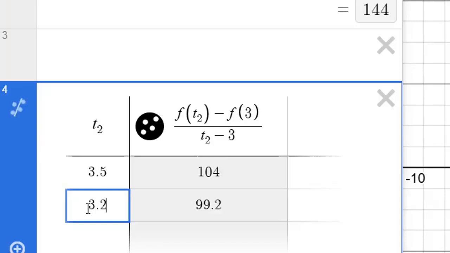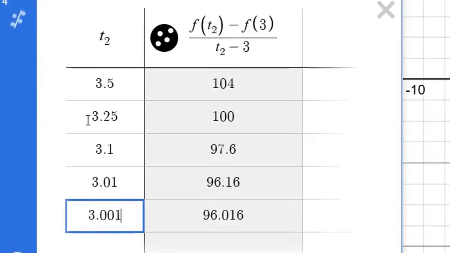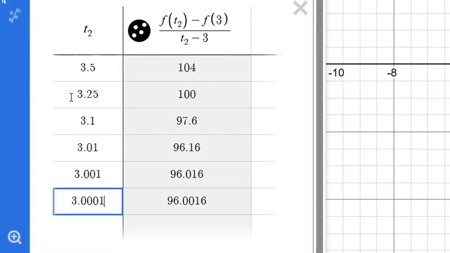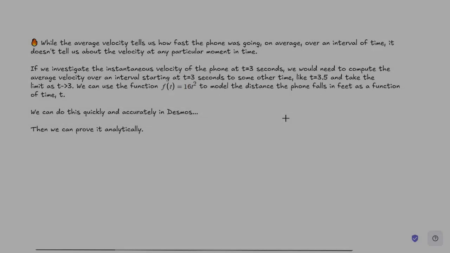So 3.25, 3.1, 3.01, 3.001, 3.0001. And I can keep going here. It looks like as t2 approaches 3, the average velocity is approaching 96 feet per second. Let's go ahead and prove this analytically.